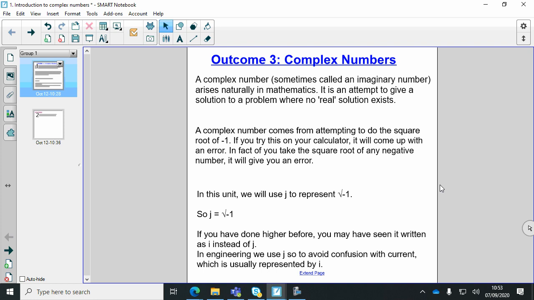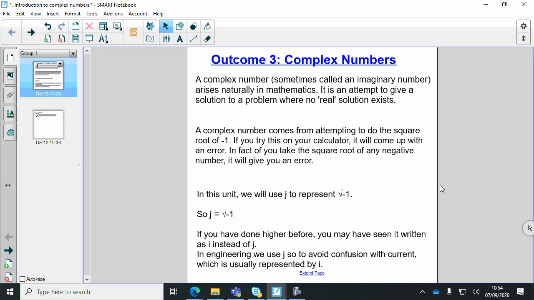A complex number, sometimes called an imaginary number, arises naturally in mathematics. It is an attempt to give a solution to a problem where no real solution exists. Physically, complex numbers don't really exist, but in theory they do. They do appear in some forms of engineering as well, for example, three-phase electric circuits.